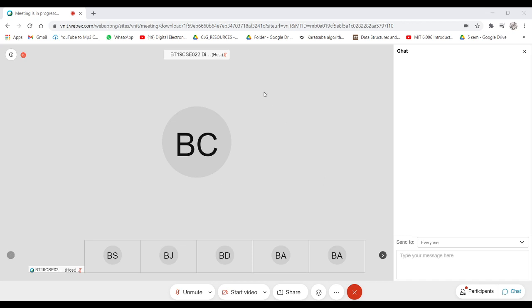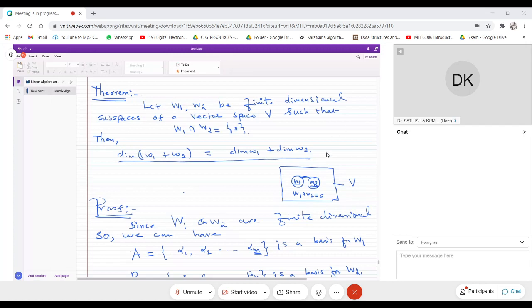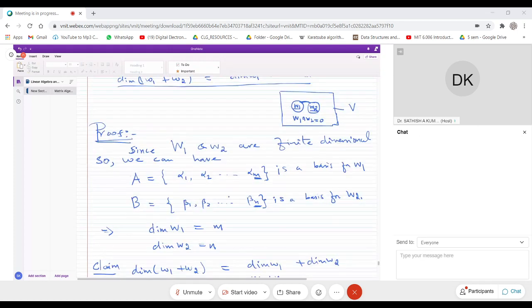As we know, W1 and W2 are finite dimensional. Finite dimension is connected to a basis, because the definition of dimension is the number of elements in a basis. So a basis should exist for W1 and W2, and we can assume two bases, one for W1 and the other for W2. We assumed alpha 1, alpha 2, up to alpha m is a basis for W1, and similarly beta 1, beta 2, up to beta n is a basis for W2. So there are two bases.